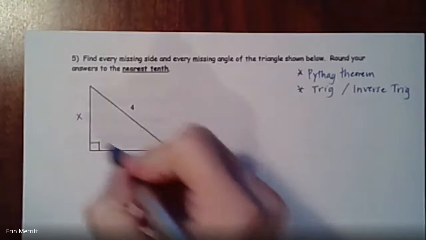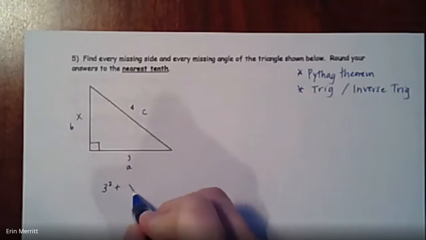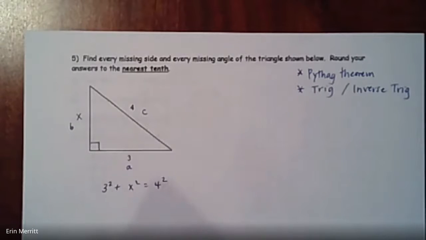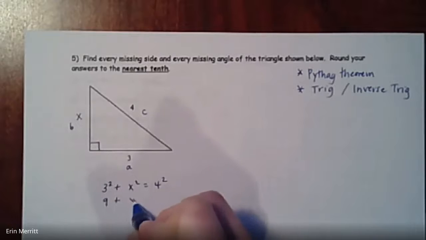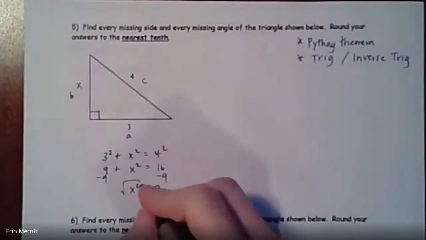This would be my A, my B, my C. And in that case, I can go 3 squared plus X squared equals 4 squared. This will give me 9 plus X squared equals 16. Subtract that over. That gives me X squared equals 7. And then we take our square root.